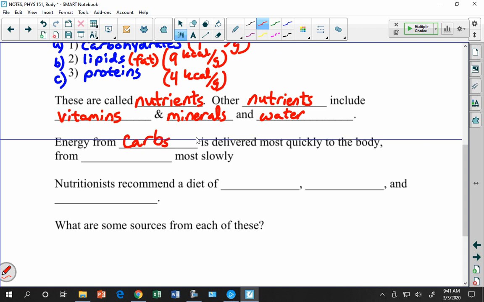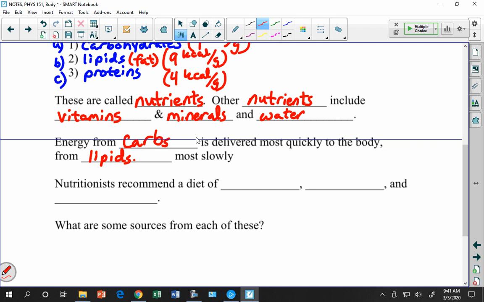Energy from carbs is delivered most quickly to the body. From lipids, it's the most slowly. So if you're a cyclist and you're out riding and you just need a quick something to pick you up, then it's going to be fairly high in carbs or sugars that'll give you a quick burst of energy. Whereas if you were to eat something that's high in fat, that would not really help you in the immediate future, because it would be released more slowly.